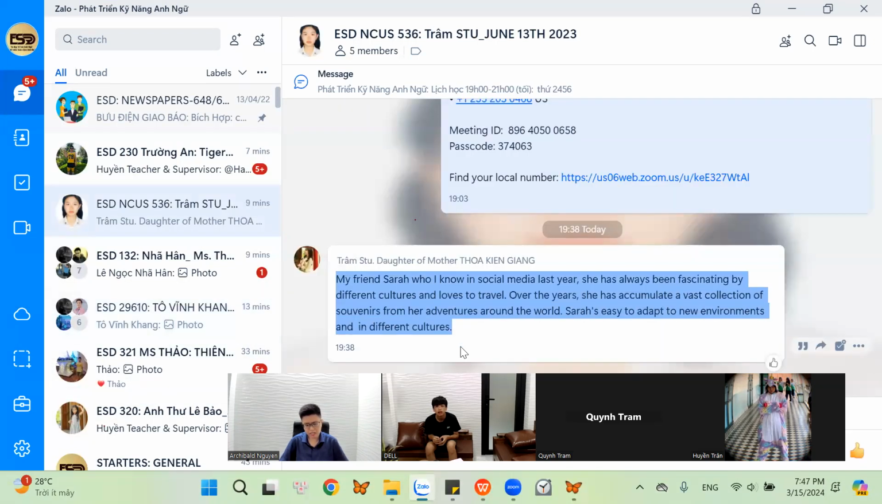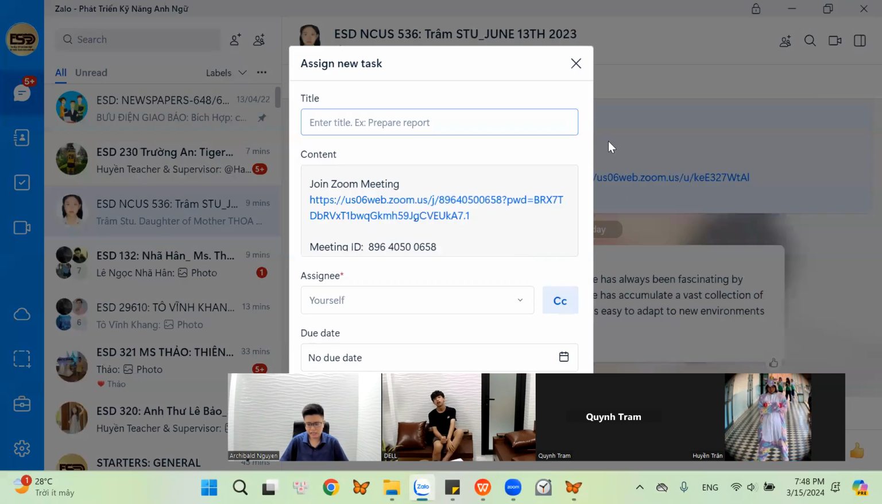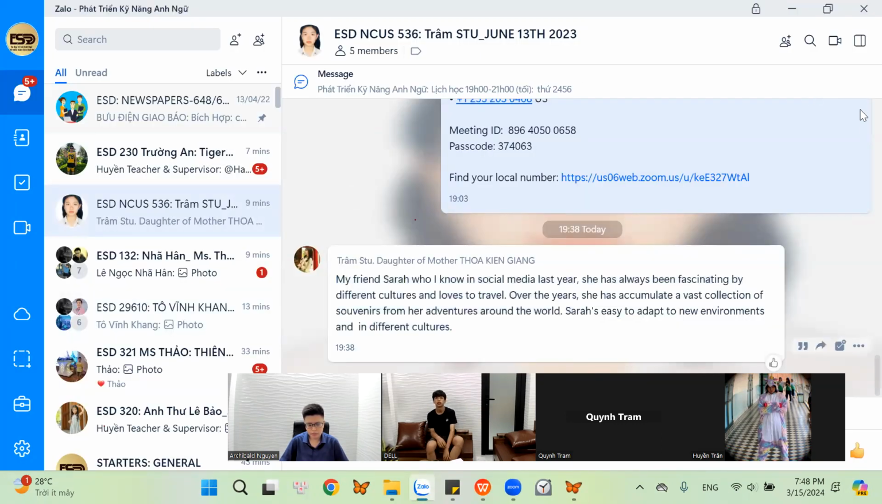Please don't send the paragraph in Zalo. If you type, you should send the paragraph on the Zoom chat like this, all right? Here, okay, this is some paragraph.